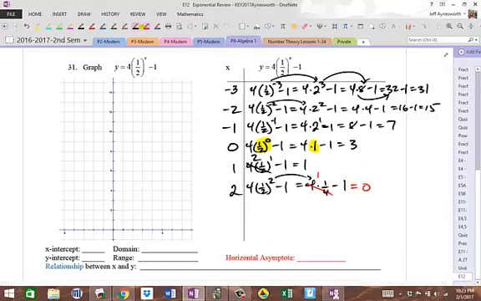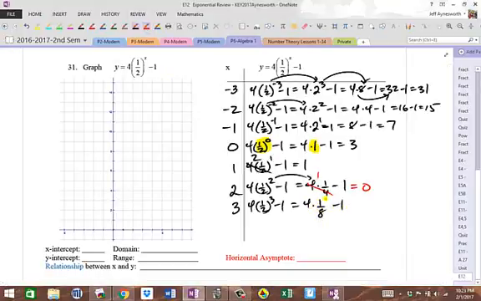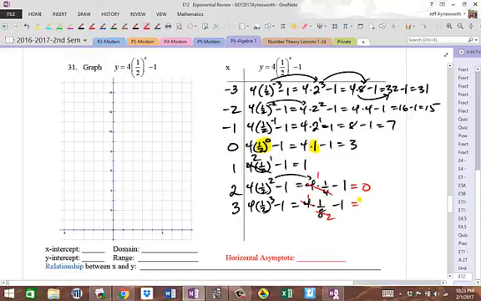When x is 3, you get 4 times 1/2 to the third power minus 1. That's 4 times 1/8 minus 1. Divide by 4, and you get 1/2 minus 1, or negative 1/2. And last one, when x is 4, you get 4 times 1/2 to the fourth power minus 1. That's 4 times 1/16, minus 1. You simplify, divide them both by 4, and you get 1/4. 1/4 minus 1 is negative 3/4.